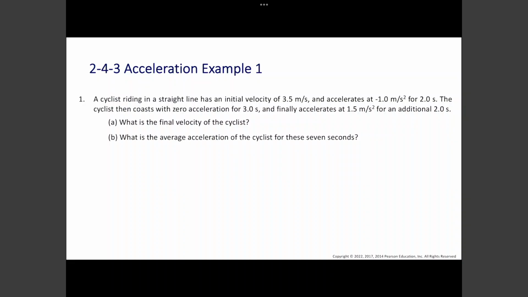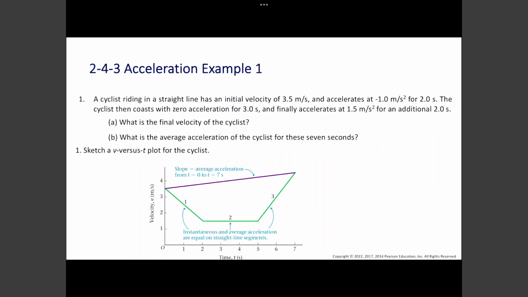We are asked to find the final velocity of the cyclist and also the average acceleration of the cyclist for these 7 seconds. He rode the bicycle for 7 seconds. First of all, let's sketch a velocity versus time plot for this cyclist. Then it will be very easy to visualize the problem.